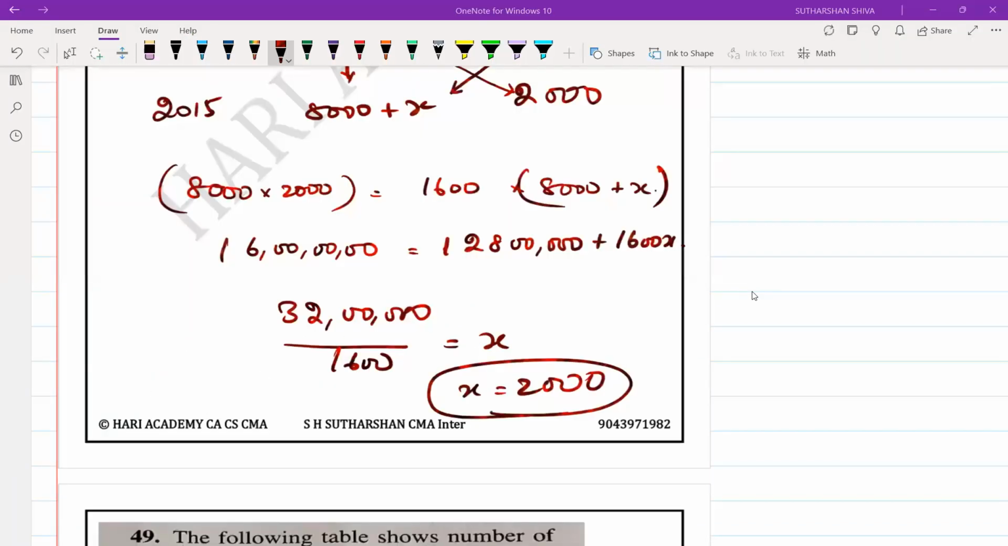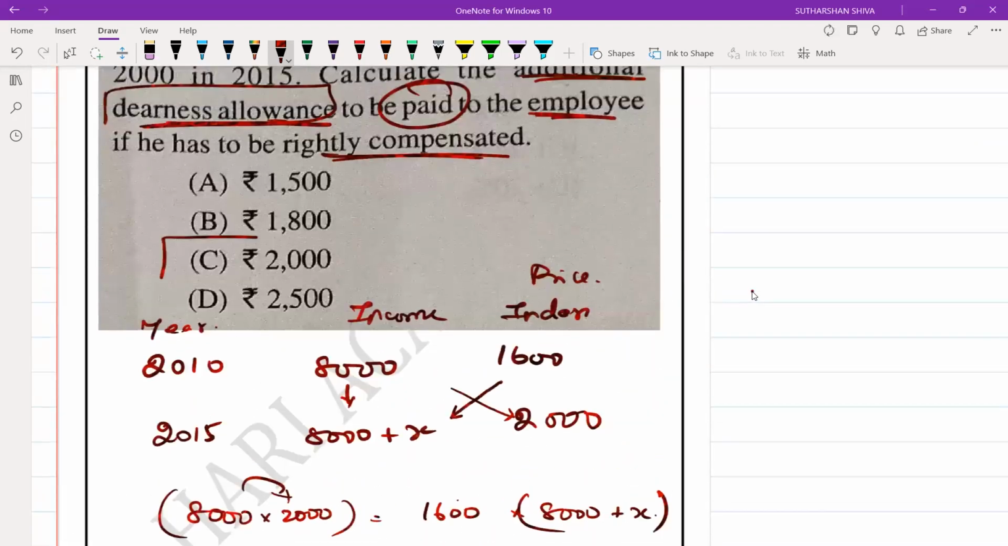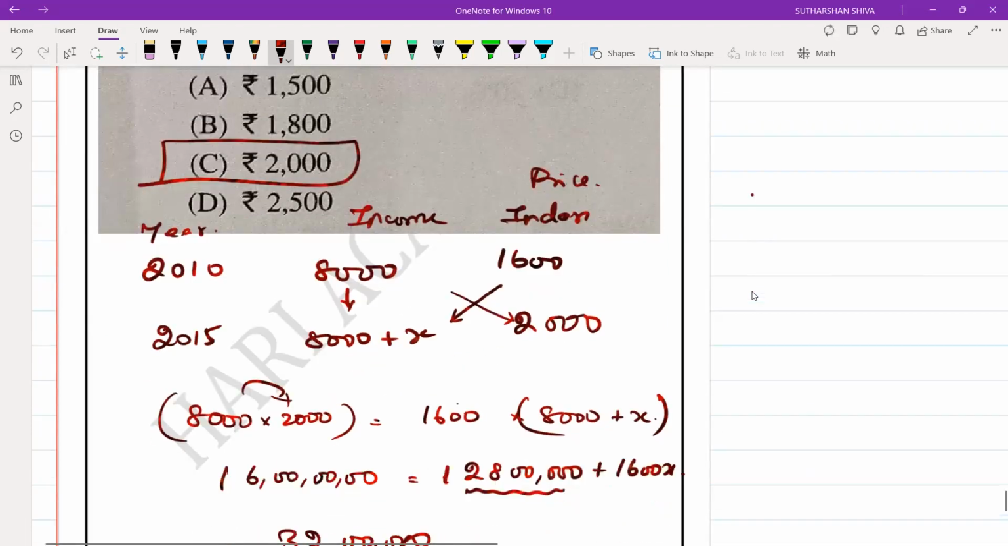So like this you can do 8,000 into 2,000. If you multiply, it will become some value. And 1,600 multiplied by 8,000, it will give you this value. 1,600 into X, it will become 1,600X. If you subtract it from this and then if you divide it, you will get 2,000 as your final value. So your answer is option C.